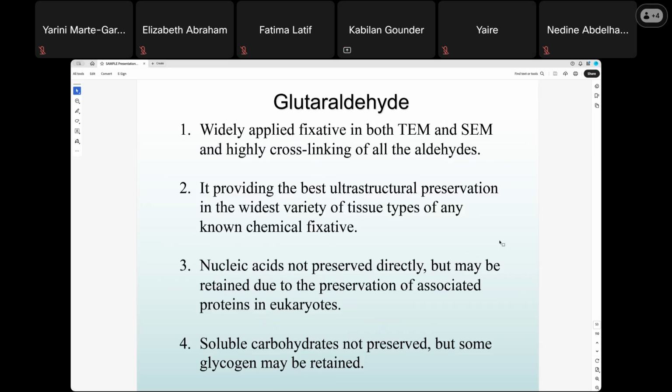As for nucleic acids, it fixes many of the features, but not nucleic acids directly. They may be retained due to the preservation of associated proteins in eukaryotes. So that is the advantage of glutaraldehyde: it does not directly fix the nucleic acids, but once it fixes the associated proteins, the nucleic acid related proteins are automatically fixed. That is an important feature of glutaraldehyde. Also, soluble carbohydrates are not preserved, but some glycogen may be retained.